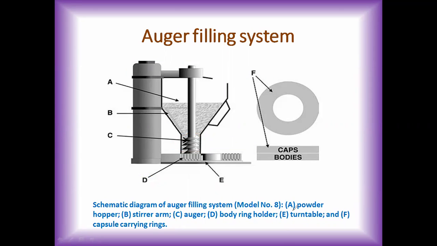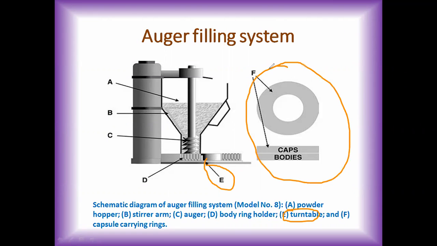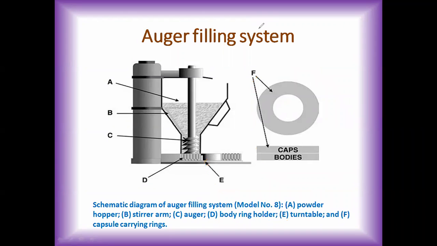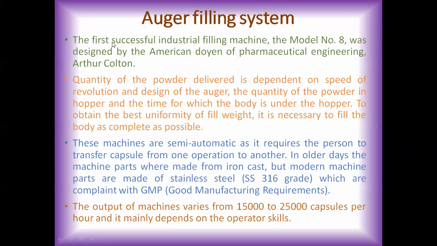And then we have turntable. This is the turntable. Okay. And this is how we have caps and bodies, which are shown here with the help of a schematic diagram. So I hope you may have got a clear idea how the auger filling system looks. Okay. Now let's talk more about the design of this auger filling system.